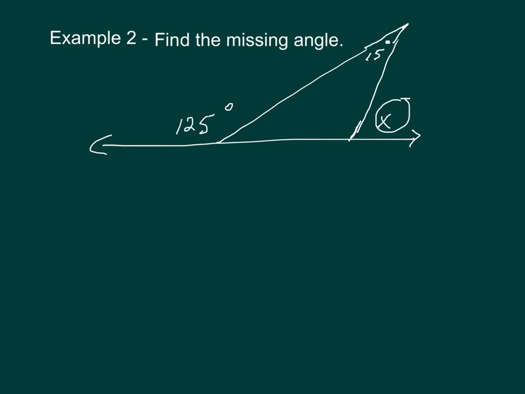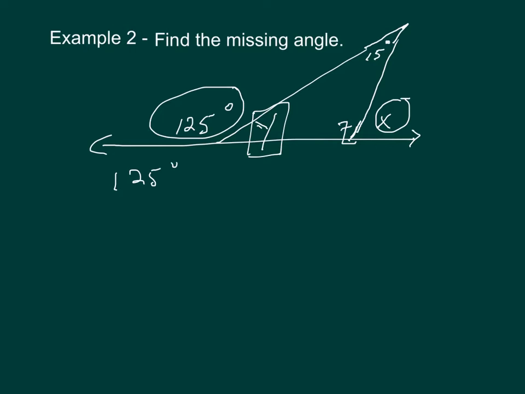So it may be easier to label these missing angles inside the triangle. So we might want to call this angle y. We want to call this maybe angle z, just to help us out as we go through the calculations. Probably want to start over here. There's a reason why we've been given 125 degrees, and there is a relationship between 125 degrees and this angle y.